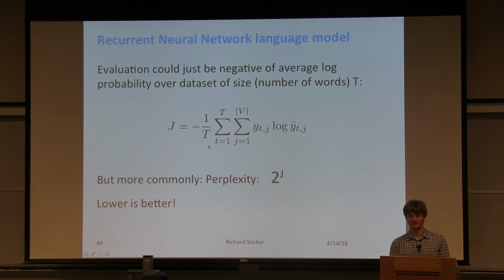One way to evaluate this is to compute exactly what this loss function is, and the larger the probabilities we predict for the correct words, the better. But what's more common is to use perplexity, which is just 2 to the power of this term. And in that case, lower is actually better.